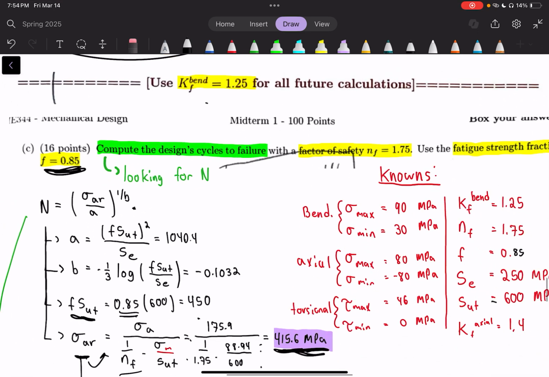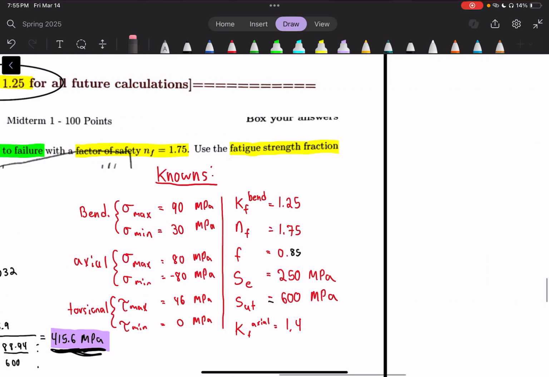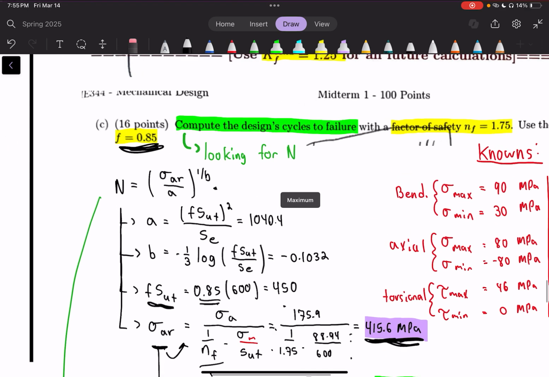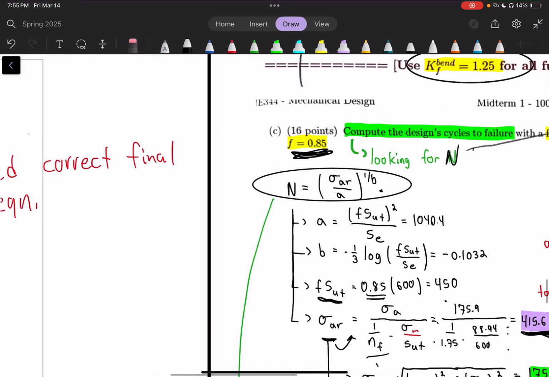Now, it wants us to use Kf bend of 1.25 for future calculations. So we compute the design. What we're looking for is to compute the design cycles to failure. So the factor of safety was nf of 1.75, fatigue strength fraction, which was f, 0.85. So we're looking for the number of cycles to failure. So we're going to be using that equation there.